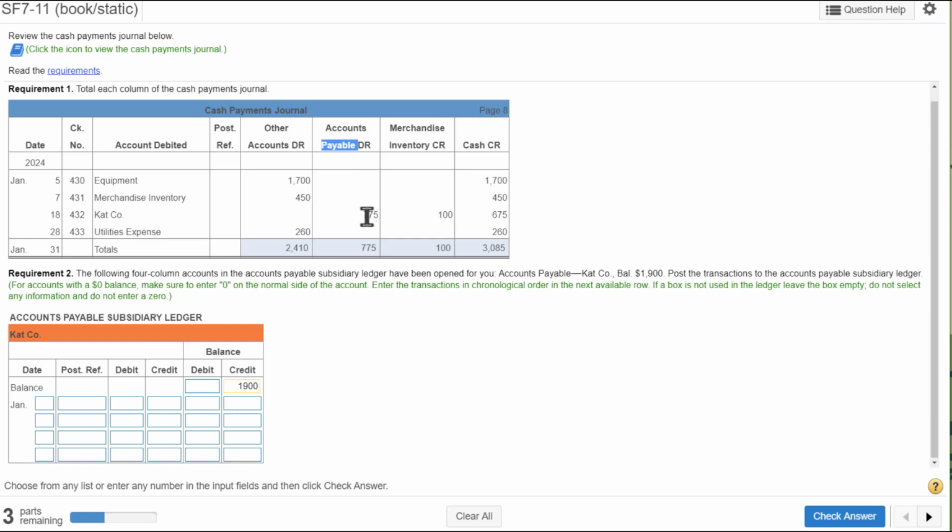And now we're going to go up here to the accounts payable column, and post the only thing we got was 775 debit to, what do you know, Cat Company. 775 debit. And we post to AP and AR at the end of every day, so we're going to do that on the 18th of July, not the end of the month. So what is our new balance? We had a credit balance of 1900. It went down 775, so our new balance is 1,125.